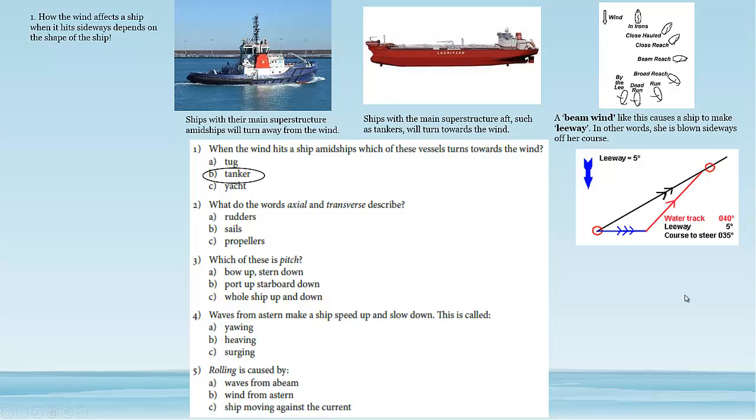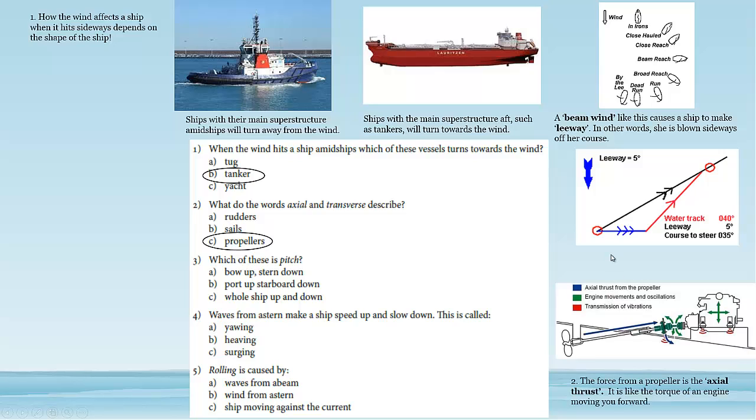Okay, question number two. What do the words axial and transverse describe? Is it rudders, sails, or propellers? Well, the correct answer is propellers. So what is axial? It means axial thrust. Here you can see a diagram of an inboard engine. And the axial thrust from the propeller is the twisting motion, the power twisting the propeller shaft. Okay, so that force of the actual twisting is called the axial thrust.